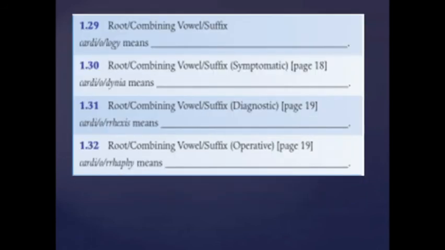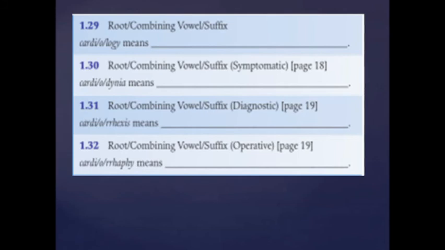Okay, another exercise. So here you can see that it has mentioned that there is a root, combining vowel and suffix, so you have to join them together to get the whole meaning and then answer which medical term means. Okay, so this first one says that cardiology means what? So he has divided the word for you. So cardi means the heart and ology means study. Okay, so it's the study of the heart.